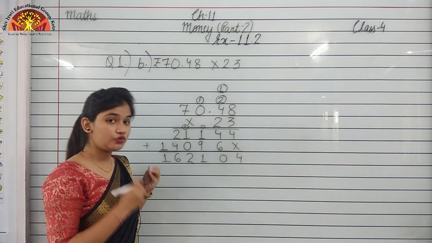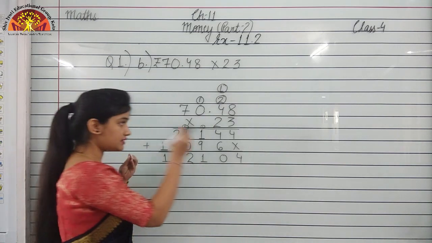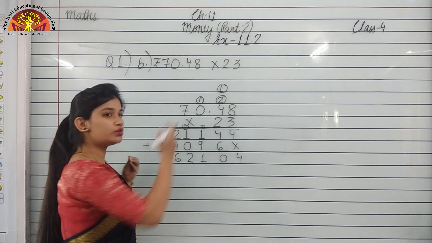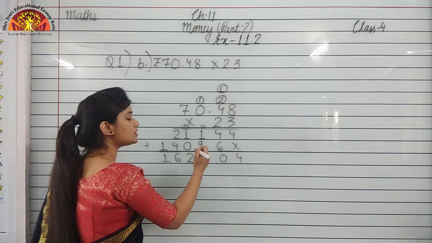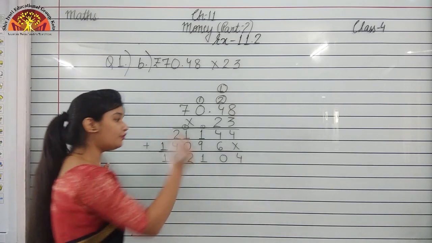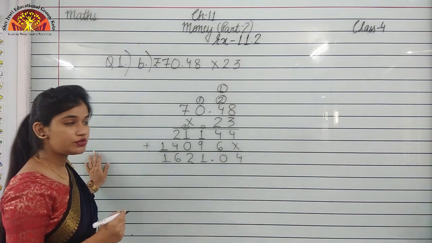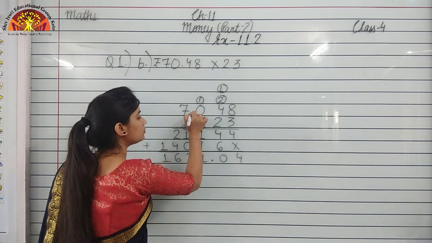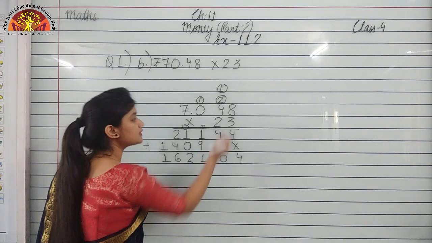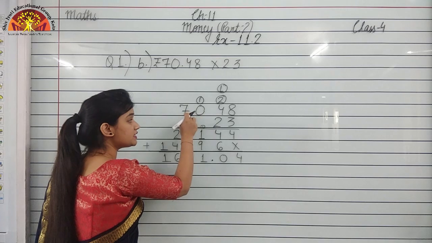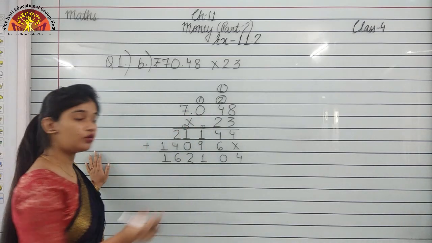Now what we have to observe, as you can see, there is a point, and the point is coming before 2 digits. In the question, the point is coming before 2 digits. So in the answer also you have to put a point before 2 digits. 1 2. So you will put a point here. Is it clear students? Suppose the point was not here but here, then what we have to do? Again we have to count the digits. 1 2 3. It means this point is coming before 3 digits. So in the answer also we have to put a point before 3 digits.